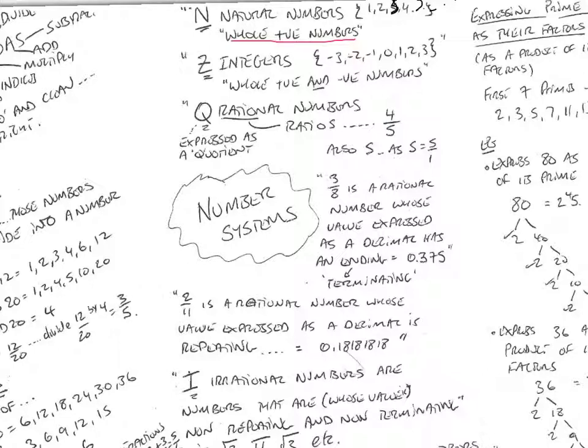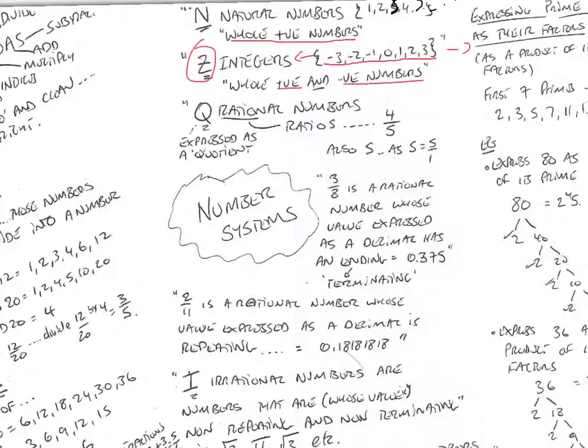Then we have integers, and they're denoted by the letter Z. Z is the set of whole positive and negative numbers. So minus 3, minus 2, minus 1, 0, 1, 2, 3, all the way up and all the way back. They are all considered to be integers. The natural numbers are the whole positive numbers. Integers are the whole positive and whole negative numbers. So actually, natural numbers are a subset of integers.